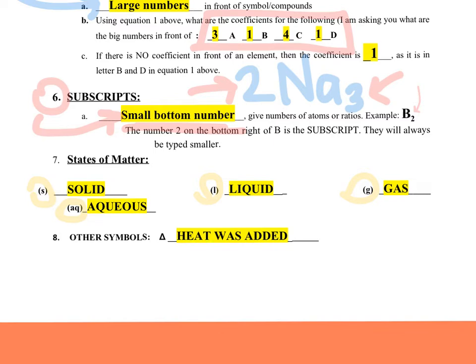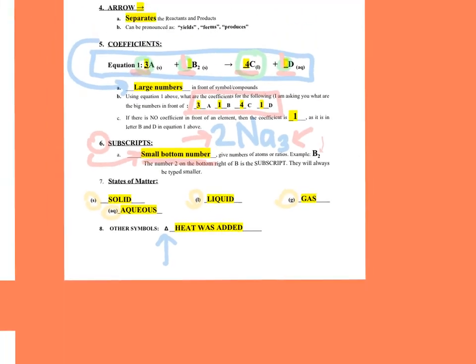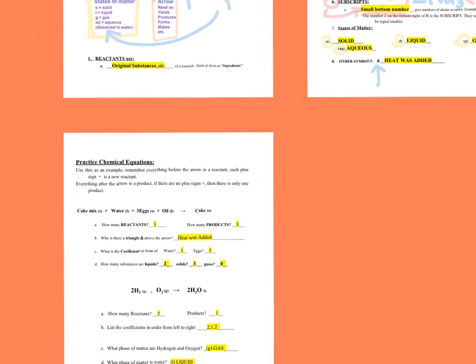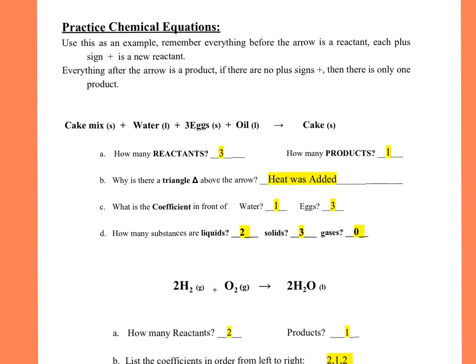One other symbol that you may see at some point during an equation is a triangle. If you see a triangle in the equation, that just means that heat was added. So before you go on to your Google Form assignment over this lesson, let's do some sample equations.